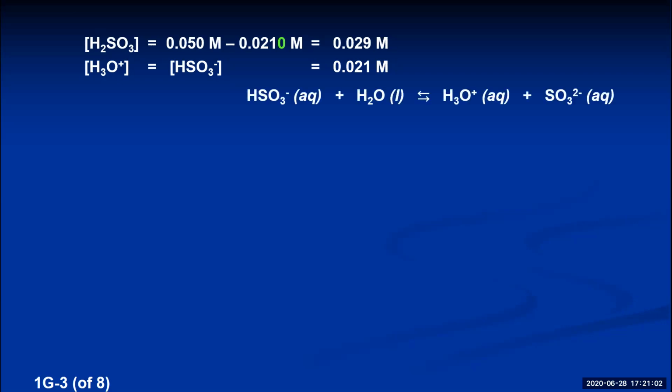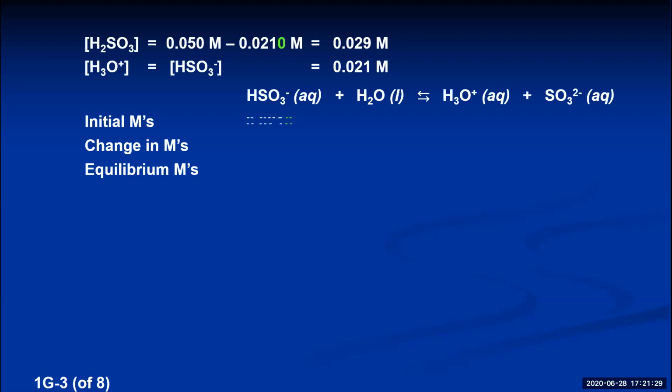Now the second ionization occurs. The bisulfite ion will react with water to produce a hydronium ion and the sulfite ion. So this is going to be the second equilibrium or the second ionization of the acid, and the equilibrium constant for this reaction is called the Ka2. The initial molarity is not the 0.050 we started with in the first part of the problem. That was the molarity of the sulfurous acid. The bisulfite concentration is located at the top of this slide.